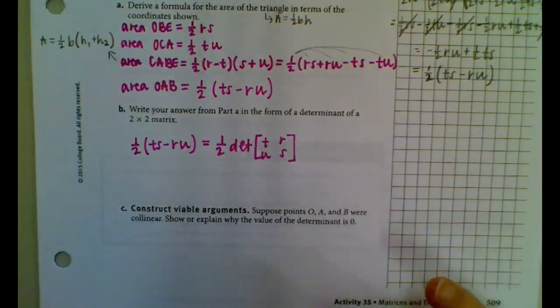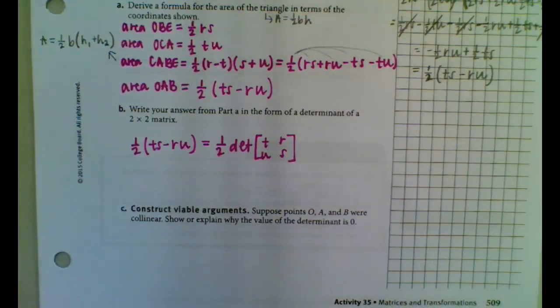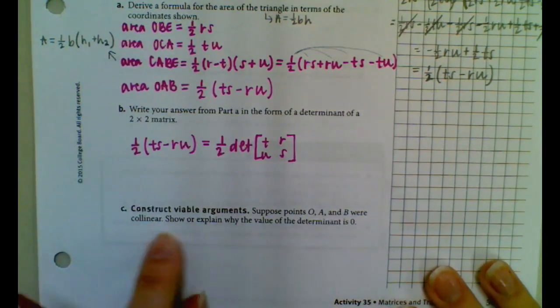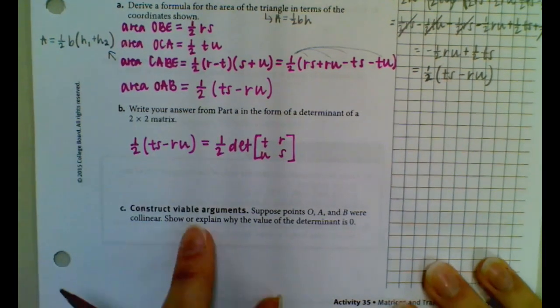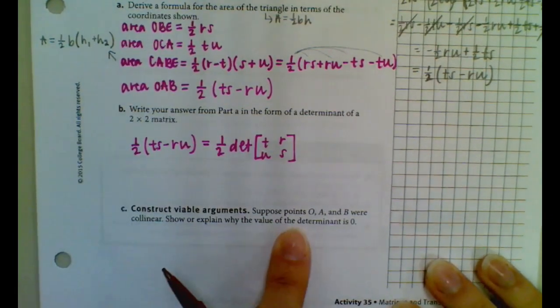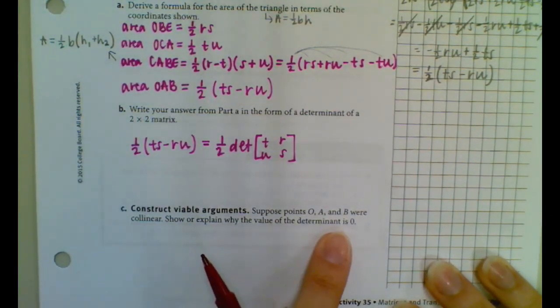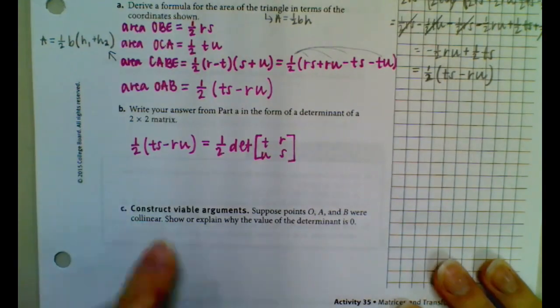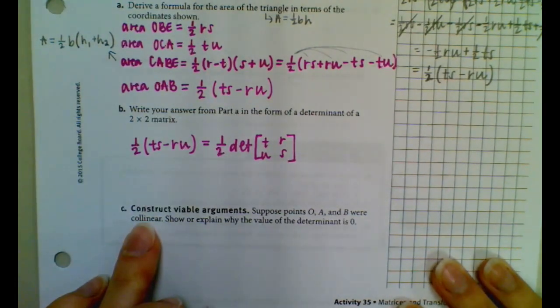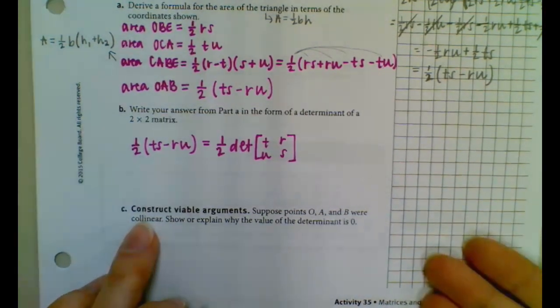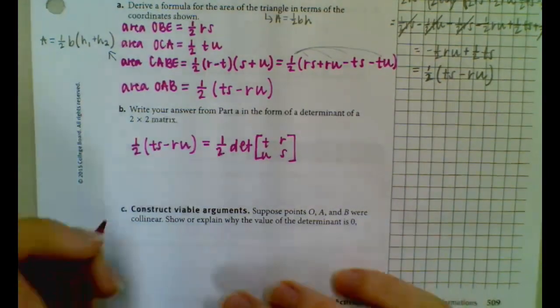Alrighty, part C. Suppose the points O, A, and B were collinear. Collinear means that they all lie in the same straight line. We want to show or explain why the value of the determinant would be 0. Well, if I have a straight line, because all the points are collinear, the slope would be 0, right?